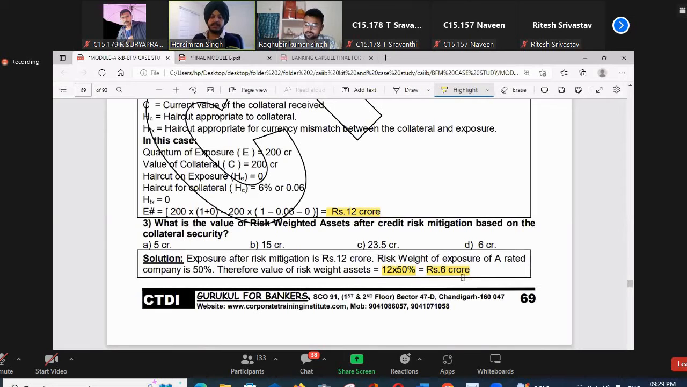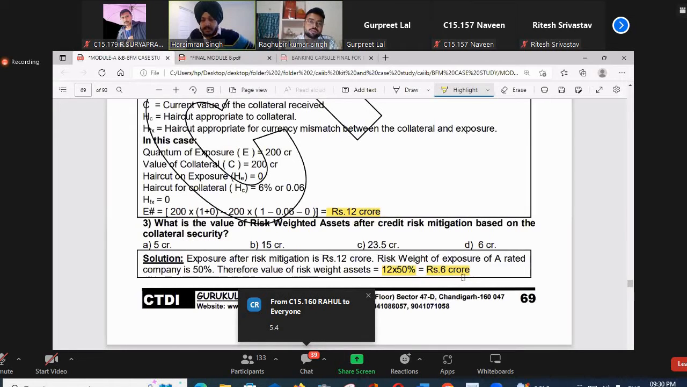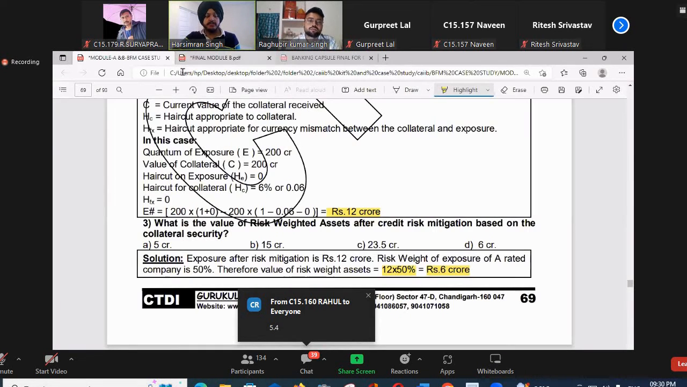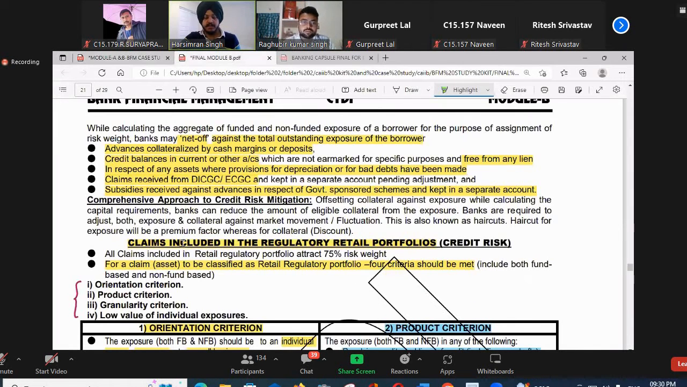What is the minimum capital required? Capital charge, bolo. 9% of 6 crores, 54 lakhs. Okay, that's it. Now with this we have finished our haircut also.